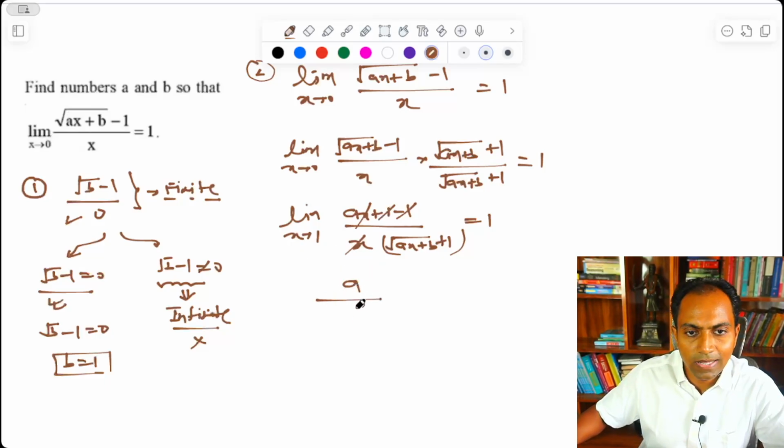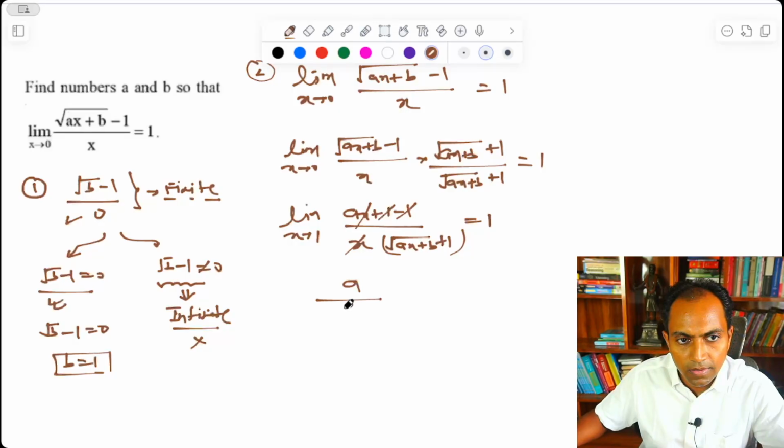If I put x as 1, sorry, x is 0. If I put x is 0, what I am getting is the denominator also, this b is 1, so it will become 1 plus 1. So answer of a comes out of it.